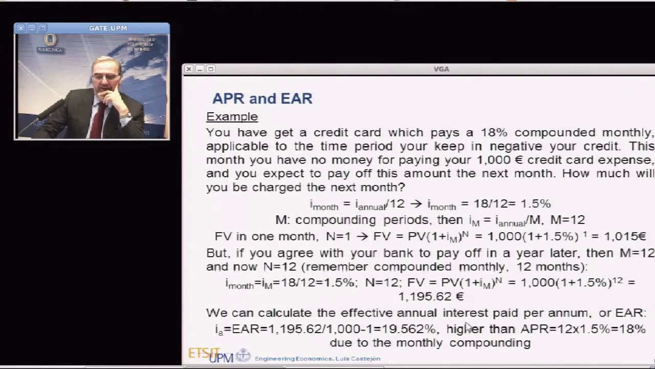So what is the effective annual rate that you have paid at the end of 1 year? We can calculate the effective annual rate in this way. The effective annual rate is equal to the final value, the future value you have paid 1 year from now, 1,195, divided by the present value, minus 1. So this interest rate is 19.56%. This equivalent annual rate is higher than the annual percentage rate of 18%. Why? This is due to the monthly compounding effect.